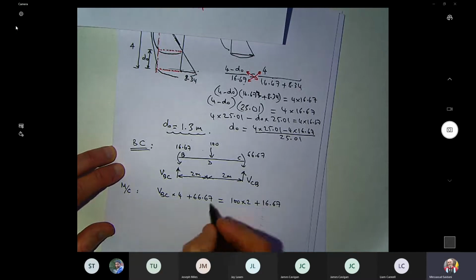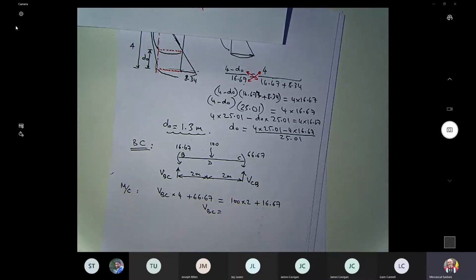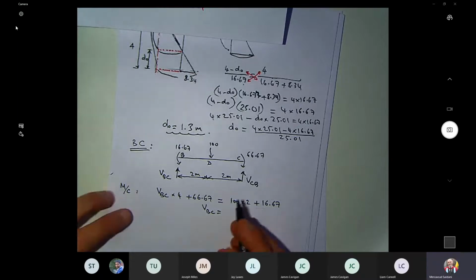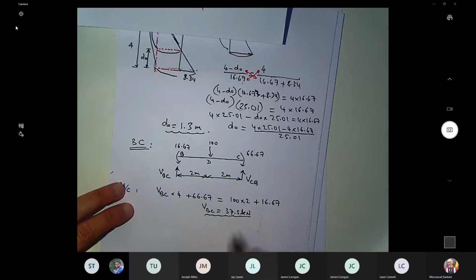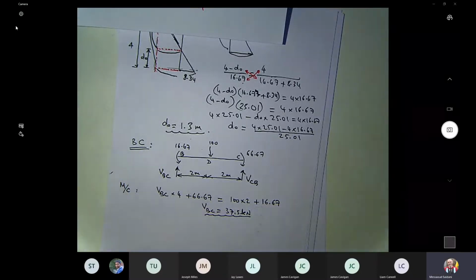If you have a calculator, please check this for me. Please do it yourself, just to make sure you know how to do it. I've got 37.5, if you want to check it, please. Is that what you got? Yes, thank you. And then we do the same.